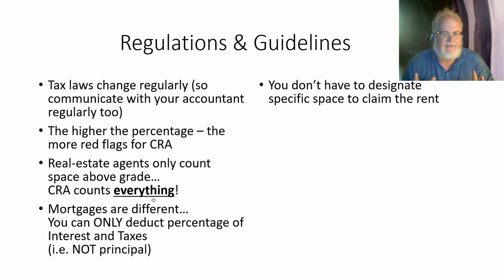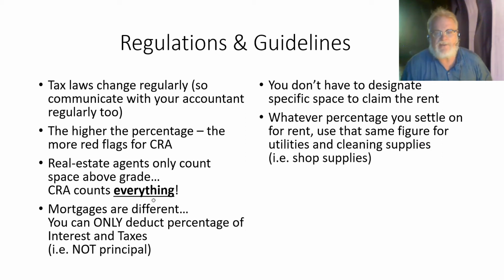You don't have to designate specific space to claim the rent. For example, if you live in an apartment and you can't designate 1 bedroom as that, you say, okay, I got my laptop, and you just sort of set up at the kitchen table, and at any given time your kitchen table can become the research and development department, it can become your production, it can become your office, it can become your accounts receivable, and you're moving around a lot. They're okay with that. Just pick a number. 10% is a good number to use, because they know that 10% of the time you're using your house for your office. Whatever percentage you settle on for your rent, you can use that same figure for your utilities.